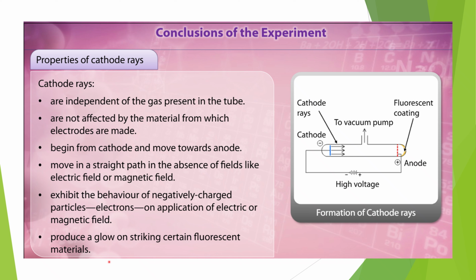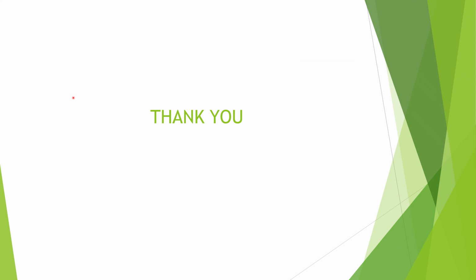And at last, how did we get knowledge of this, as it is invisible to the naked eye? It produced a glow when it struck a certain fluorescent material, which in this case was the zinc sulfide screen. Hope you enjoyed this little short video about the cathode rays.